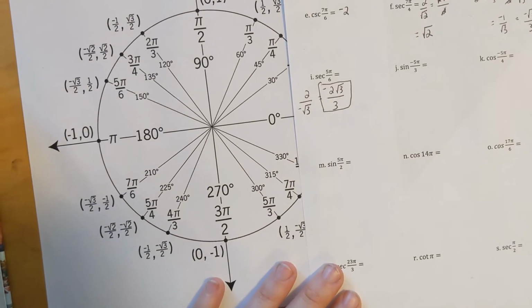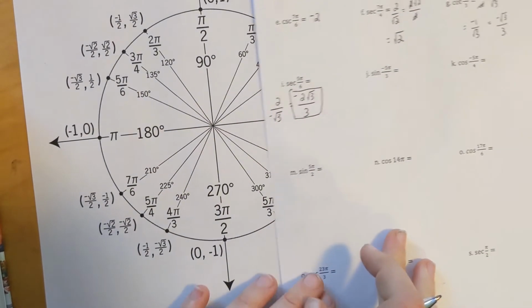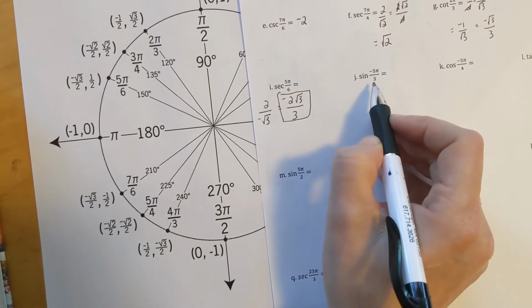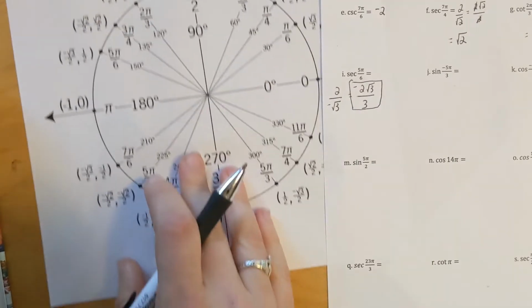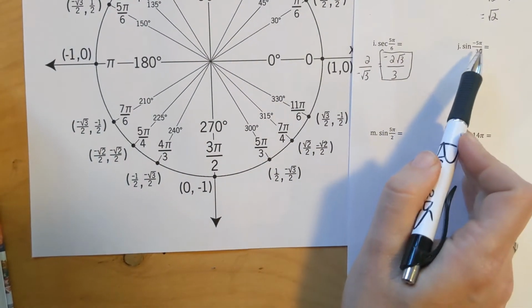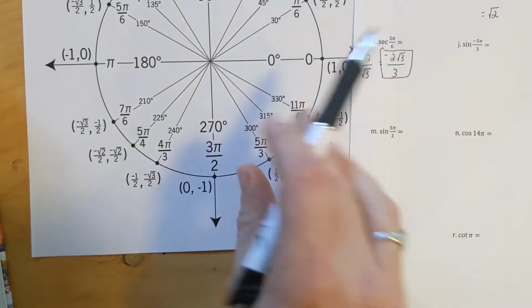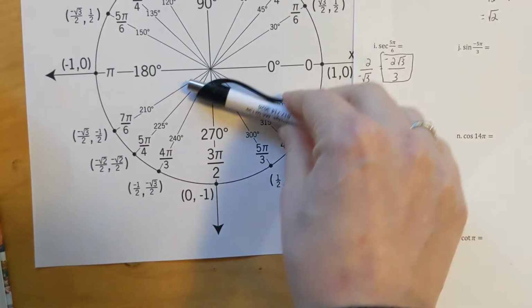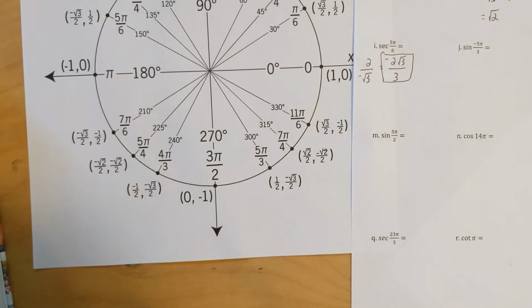That's my final answer there. All right. Sine of negative 5 pi over 3. And again, you might just be able to look at your unit circle and figure out where negative 5 pi over 3 is, because we know that negative angles are measured downward from the x-axis.